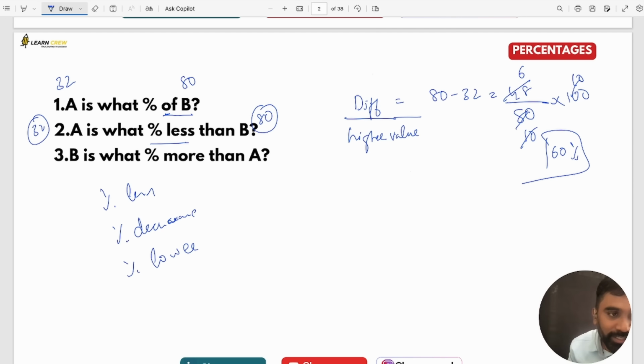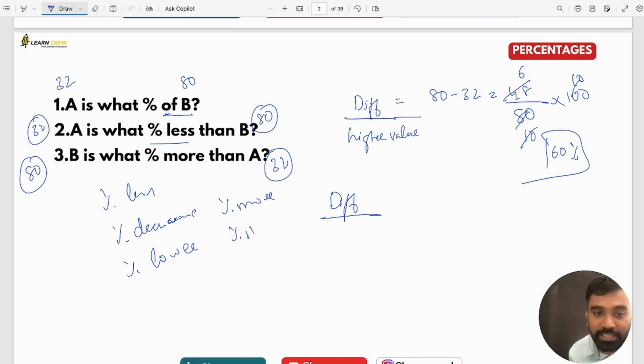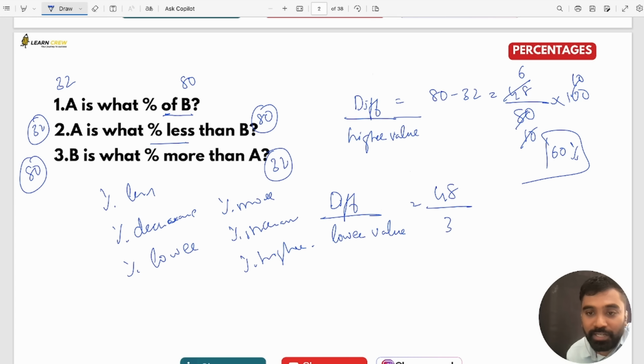Same question, let me put it in other ways. This is 80, this is 32. 80 is what percentage more than 32? Now what will you do, sir? Again, difference, sir. But here, when they ask for percentage more, percentage increase, percentage higher, always divide by the lower value. So now the difference is 48 divided by the lower value, 32, into 100. So 8 6s are 48, 8 4s are 32, 4 will go 25 times, 25 into 6 becomes 150%.